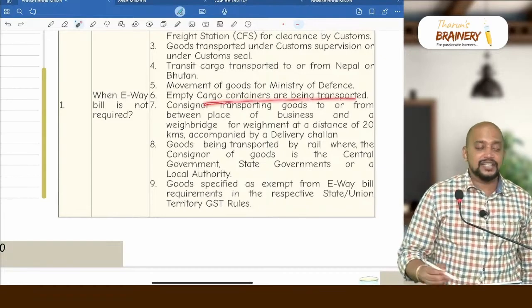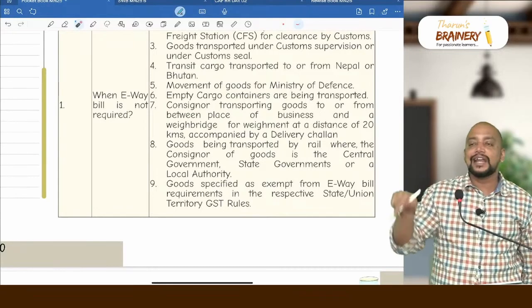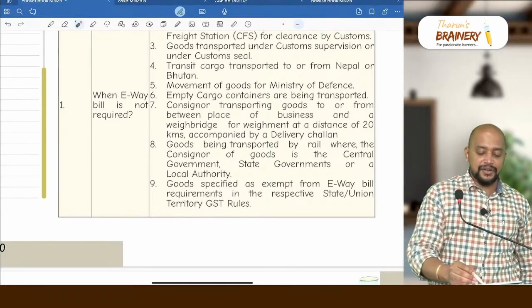Empty cargo containers are being transported, there is nothing inside. Why should an e-way bill be generated? The container is empty, there is nothing, but the container itself may be goods. That's the reason why they have given this point.